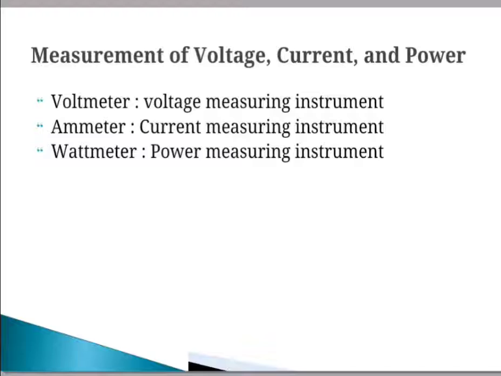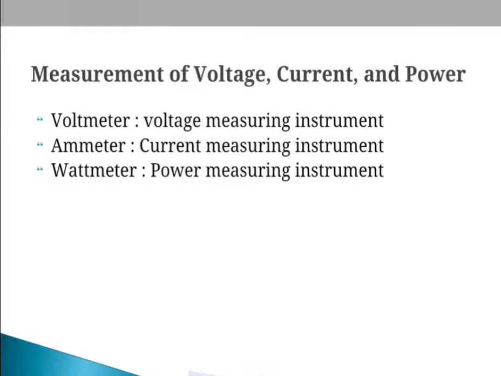Classification of the voltmeter: permanent magnet moving coil voltmeter, moving iron voltmeter, electrodynamic type of voltmeter, rectifier type of voltmeter, induction type of voltmeter, electrostatic type voltmeter, and the last one is the digital voltmeter. Depending upon the type of measurement, we have DC voltmeters and AC voltmeters.